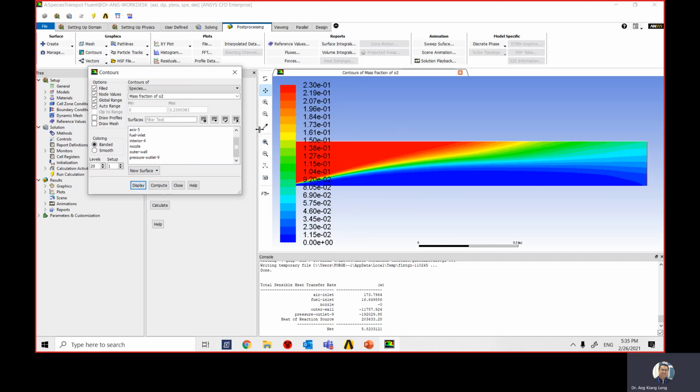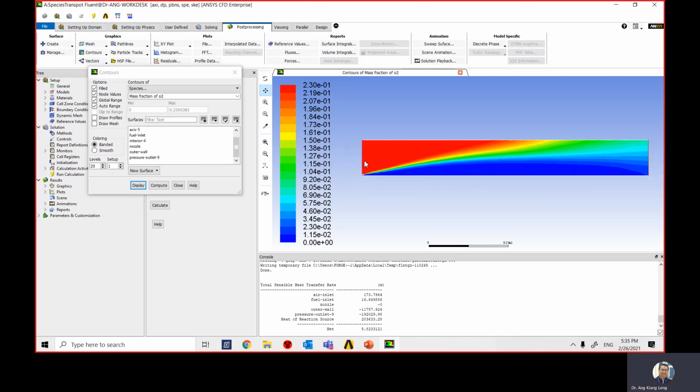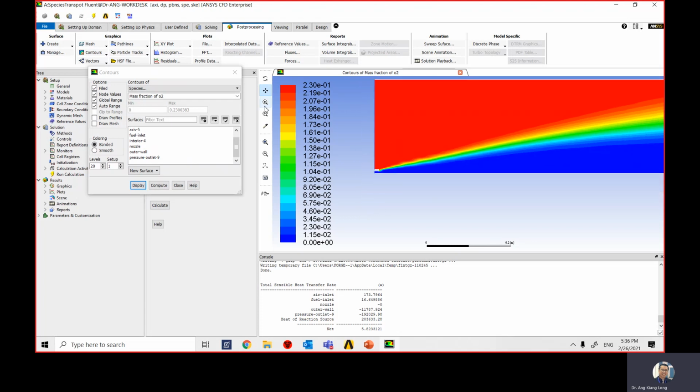So you can see that it agrees with the normal case. You can see here, this is your methane inlet, and on top of the inlet here is your oxygen or normal air, which is 23% from the atmosphere. So you will see that the mass fraction here is 0.23 of oxygen, and then it starts mixing when it gets in contact with the methane over here.